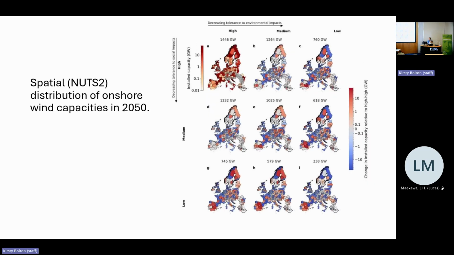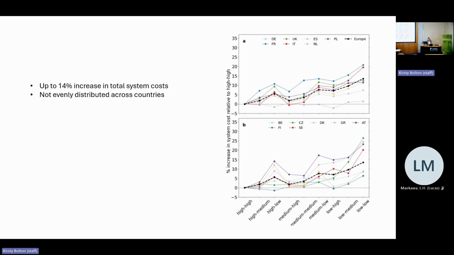Yeah, this is how it changes across Europe. So you can see here how much wind gets installed, from 1,500 gigawatts in the scenario with the highest acceptance to only 238 gigawatts in the lowest scenario. And this also leads to higher cost.